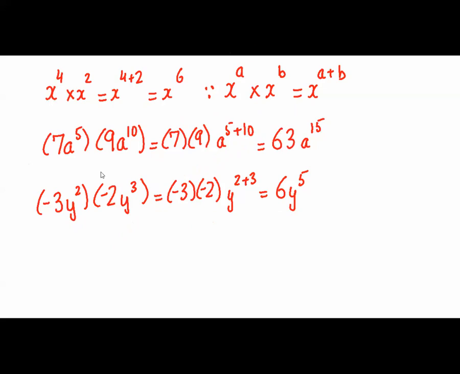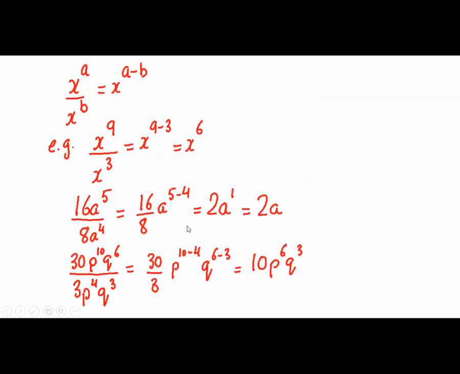Next, we have an application of the division rule. So over here, x to the power a over x to the power b is equal to x to the power a minus b. So x to the power 9 over x cubed will be x to the power 9 minus 3, which is x to the power 6. If you have this example, 16a to the power 5 over 8a to the power 4, divide the number by the number. So 16 over 8 becomes 2, and a to the power 5 minus 4, the powers will subtract, so this will become a to the power 1, which in algebra we write as just a. So if no power is written over a variable, then that means it has a power of 1.